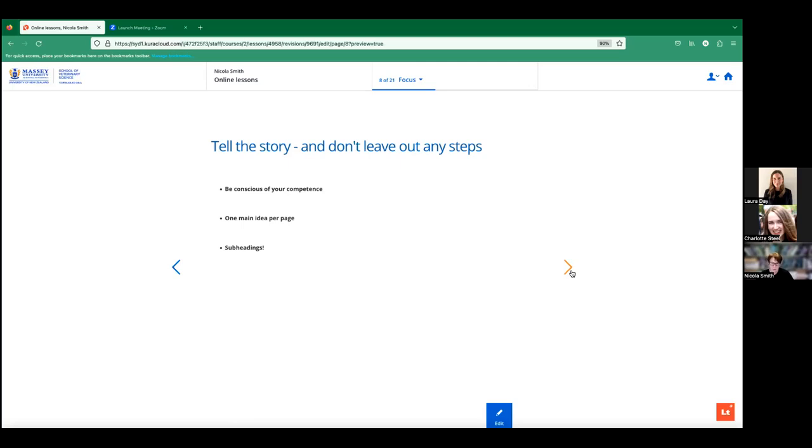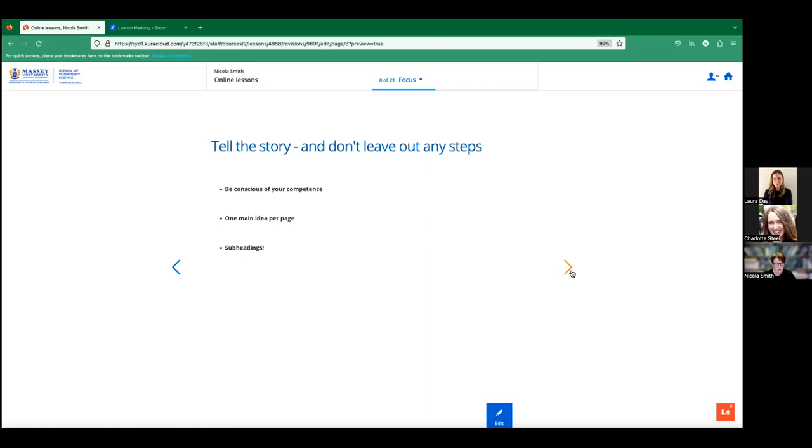I find it really helpful when I'm planning a page to think about the story that I'm wanting to tell, and then to break that story down into a series of logical steps. And then I try to have somebody check it to make sure that I haven't left out an important part of that story, or skipped an important step.